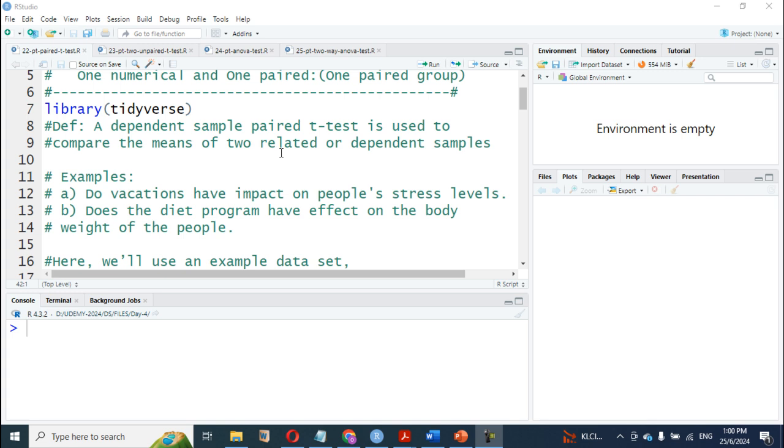Always remember that when you're dealing with this kind of test, I mean a paired test, it is always time dependent. There's always a period of time involved. There's always time before, after.